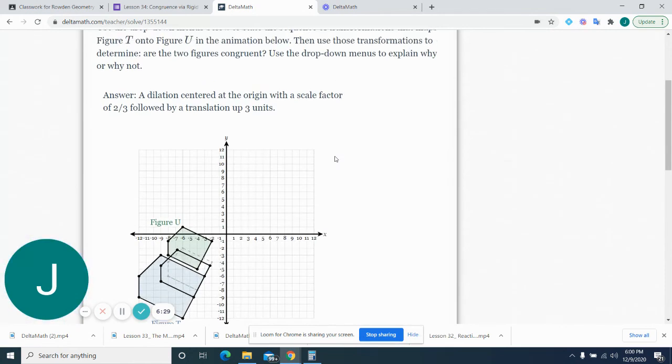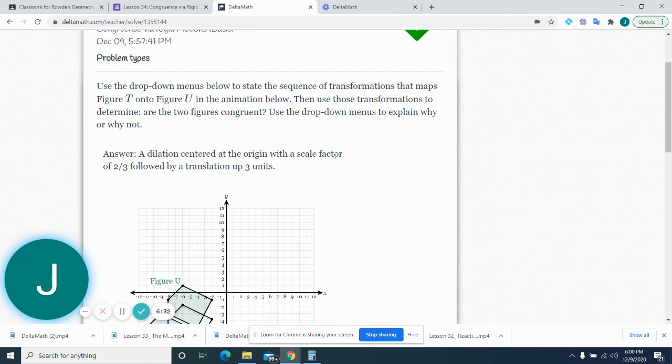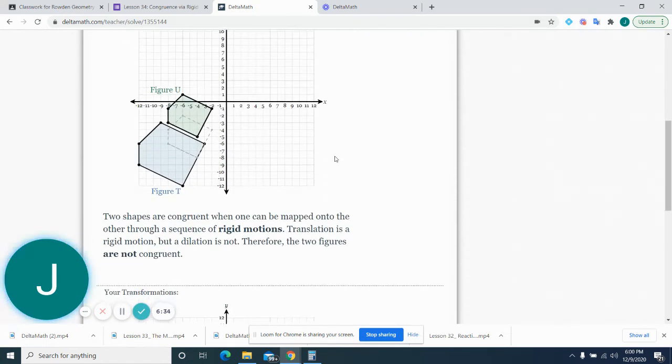Because first we had to do a dilation where we shrink it. And we're right, okay? So that's what we'll need to be doing. So do your best on this.